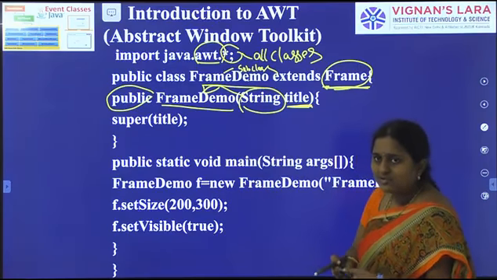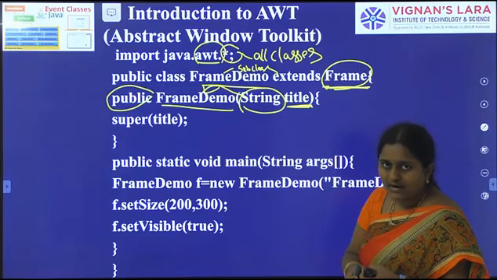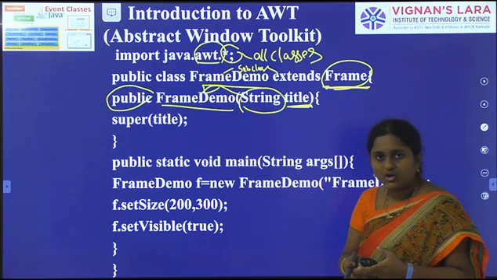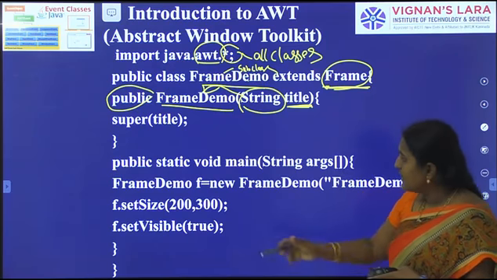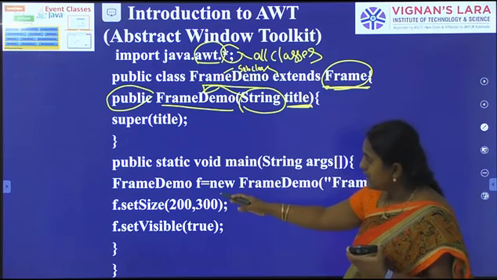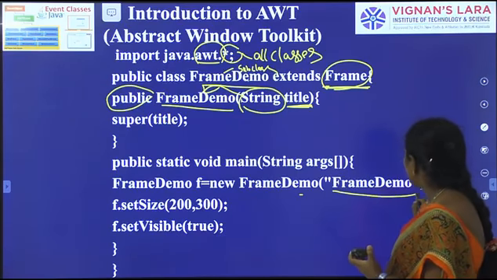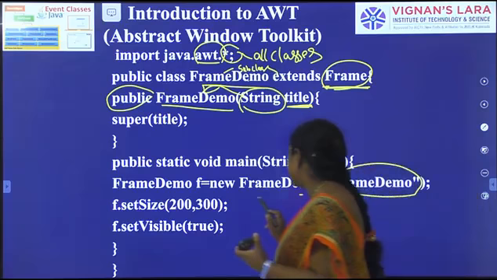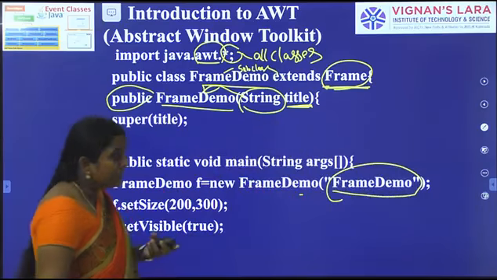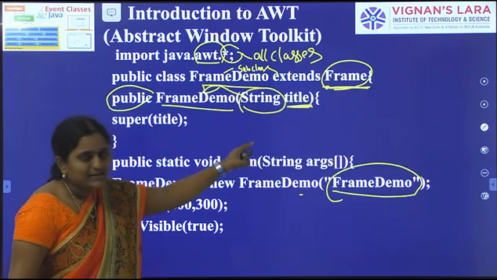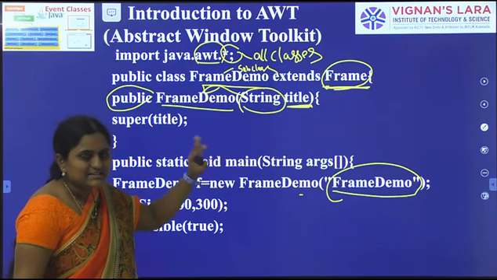Whenever we create an object of the class, constructors are automatically invoked. So here I am creating an object of the FrameDemo class. FrameDemo f equal to new FrameDemo. So what is our title? FrameDemo. Because it is a parameterized constructor, String title, the title is specified by a String. It is a string type.